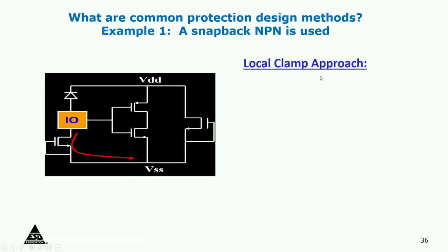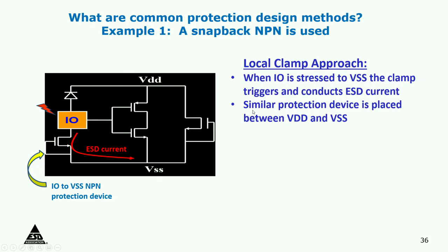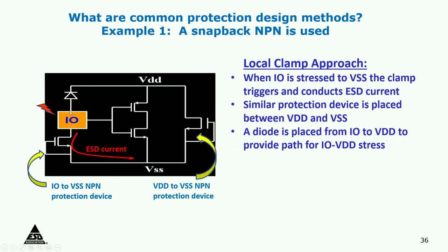So how do you then move this current away with these kinds of protection devices? Here is an I/O pad, here is a diode to VDD, and here is a MOS device connected to ground. And here is your buffer device, and what you want is to protect I/O to VSS with a grounded gate MOS device that turns on as an NPN device. When I/O is stressed, let's say you have a zap on the I/O pin with respect to ground, then all the ESD current flows from this to here. A similar protection device is placed between VDD and VSS, and a diode is placed from I/O to VDD, because when you stress from I/O to VDD, the current has to go this way.